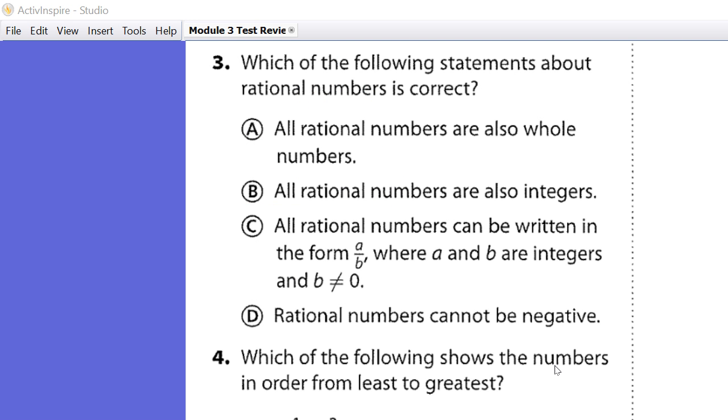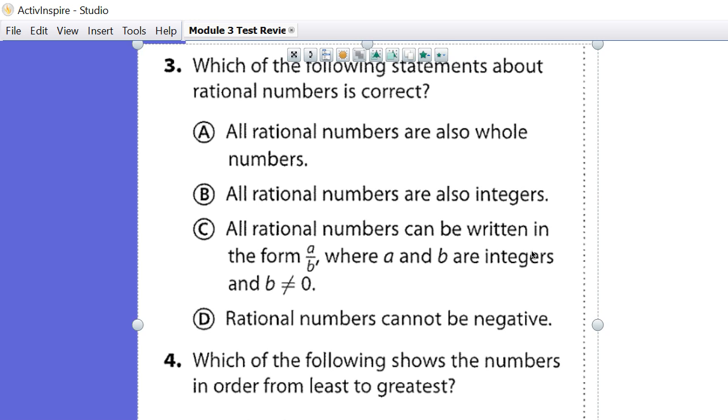Question number 3 at the bottom of the page. Which of the following statements about rational numbers is correct? Just like on the practice test, I would actually go through and read all 4 options and put a true or false on them, and then decide at the end. Statement A says, all rational numbers are also whole numbers. Well, I know that's not true, because a rational number like 7/8 is not a whole number. So I would say that A is false. I'm going to put an F for false.